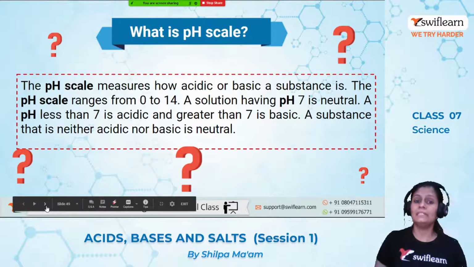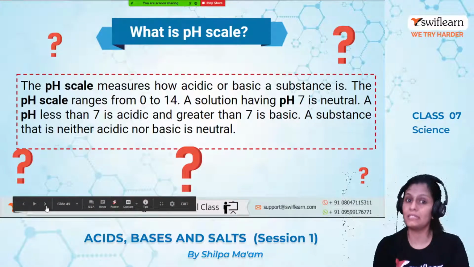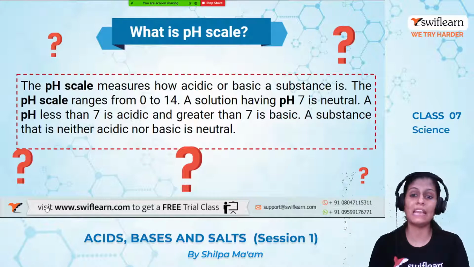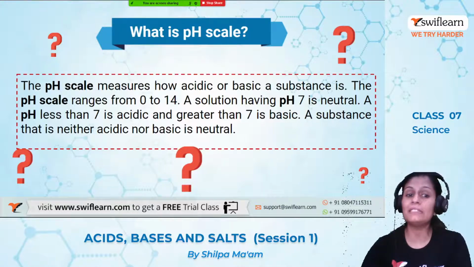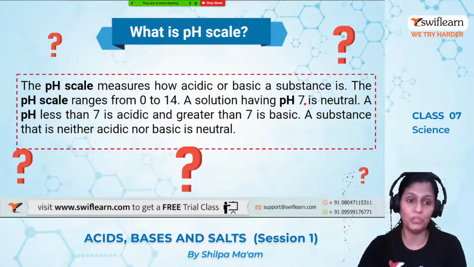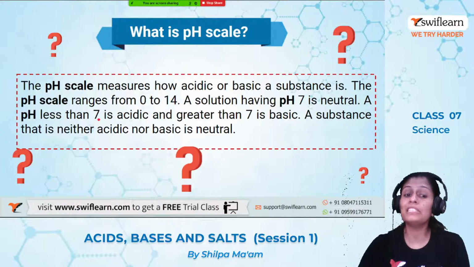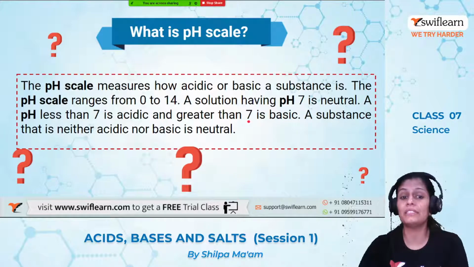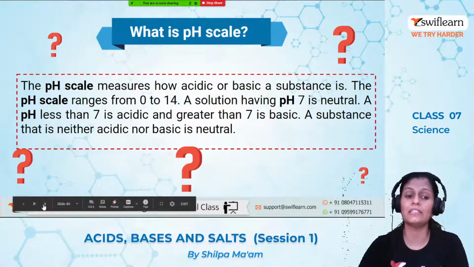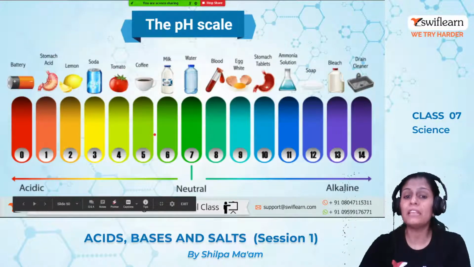Now, what is the pH scale? We have done acids, bases, acid rain, indicators. Now, what is a pH scale? There has to be a scale by which we can check whether a given substance is acidic or basic in nature. So the value on the pH scale is from 0 to 14. The intermediate value of 7 is neutral. A pH value less than 7 is acidic and greater than 7 is basic. A substance which is neither acidic nor basic comes with a pH value of 7, that is, it is neutral. So this is the pH scale.